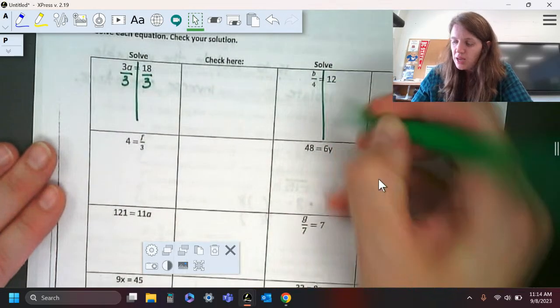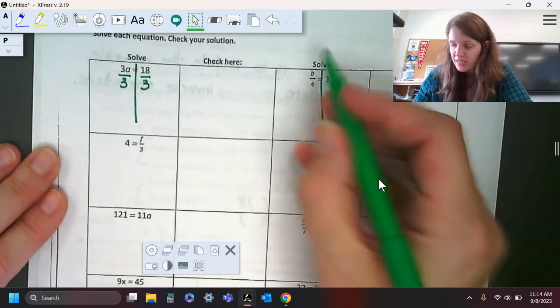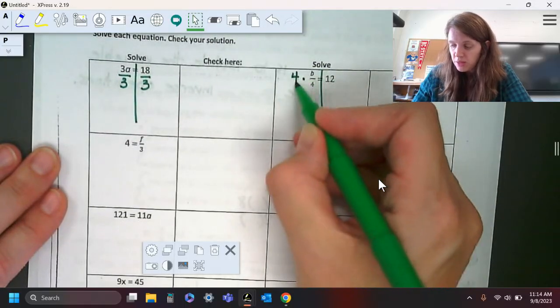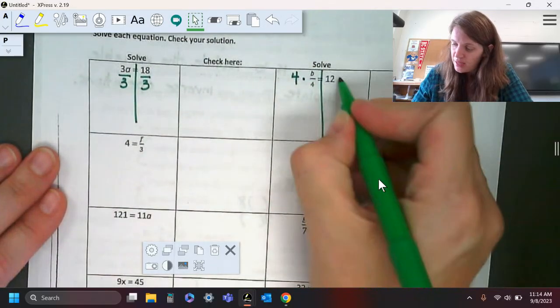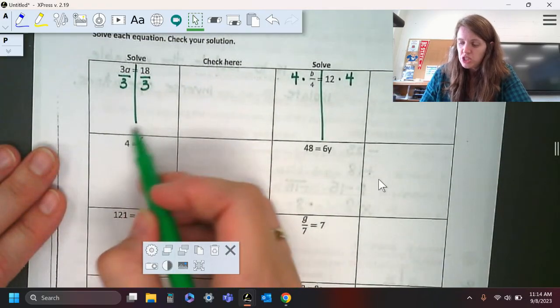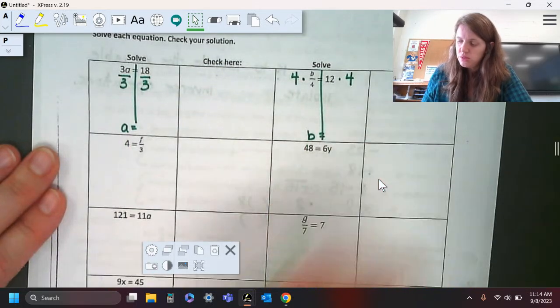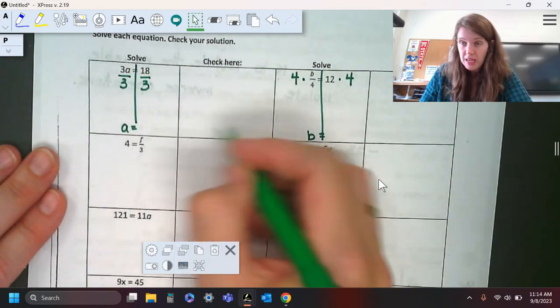Same on this side. I have b divided by 4. Well, if I have a divide, I need to do the opposite, which is multiply by 4 and multiply by 4. Okay, so I'm starting you out with these ones. As you do your work, you should get your answer down here. You'll have A equals or you'll have B equals, okay? And then I want to see where you check it over here.